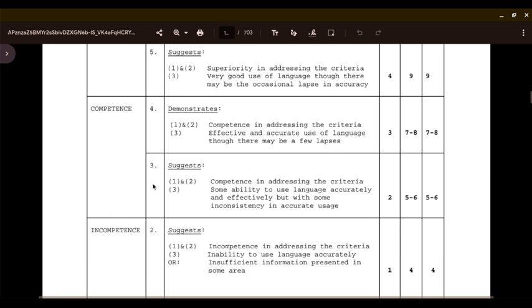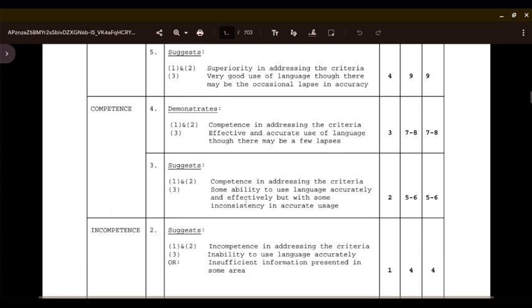For level 3, where it's suggested that you're competent, for content and the organization of content, we see some degree of competence in addressing your criteria. So you see, we get 2. It now seems as if you can hone in on the points, right? So we have 2 for content, and for organization of content, 5 to 6. That's where you're looking at. I feel like I've gleaned information. I feel like I've learned something when I have read your work.